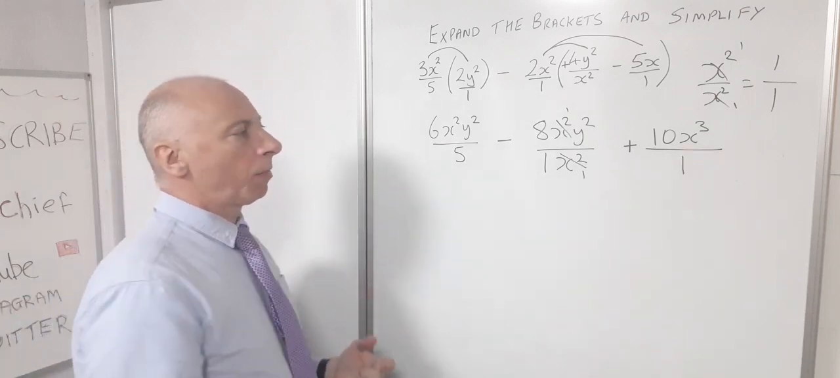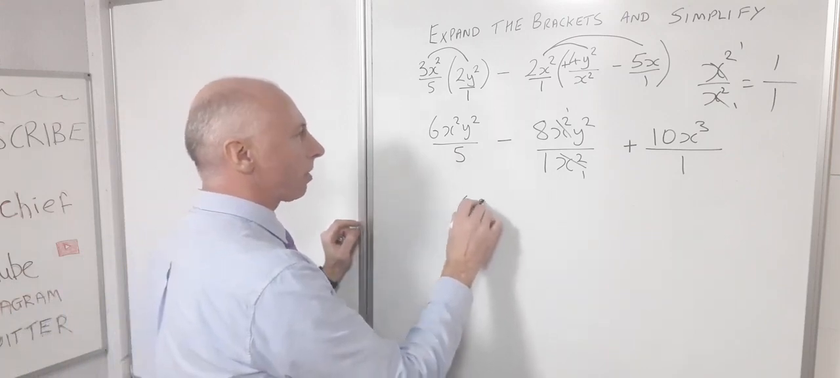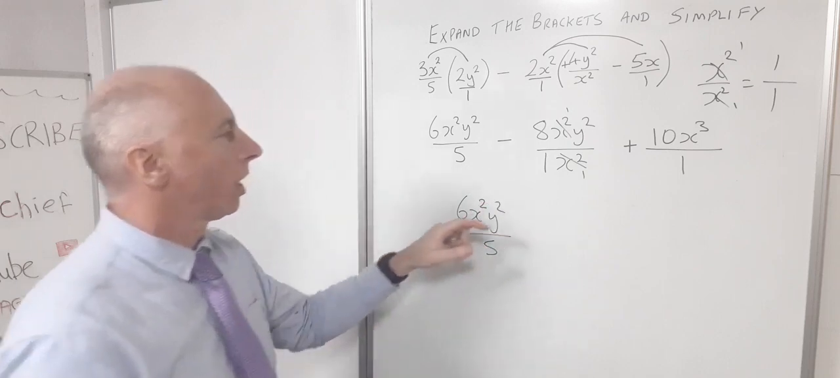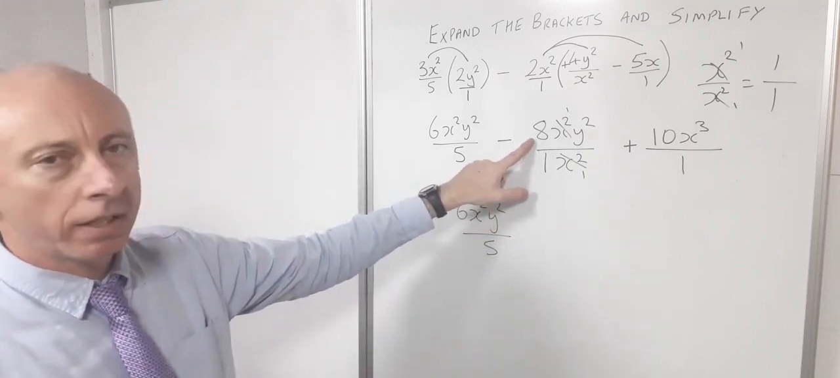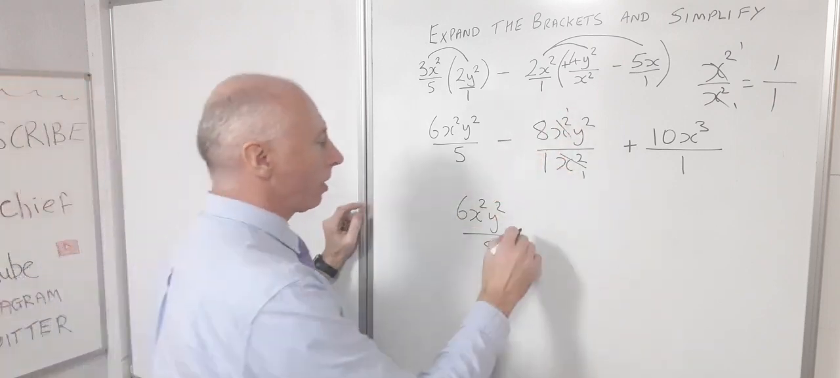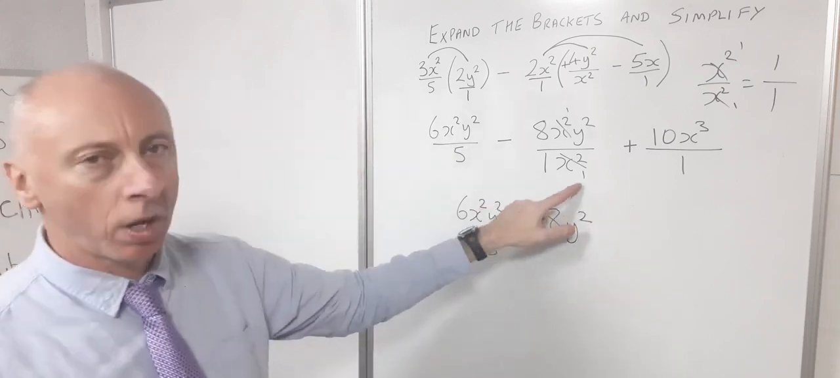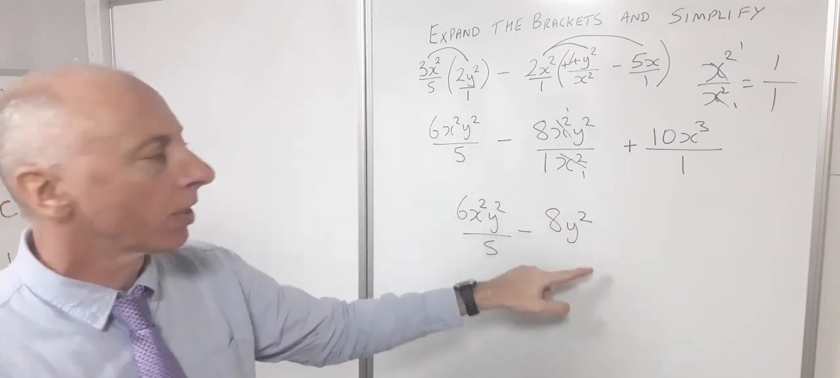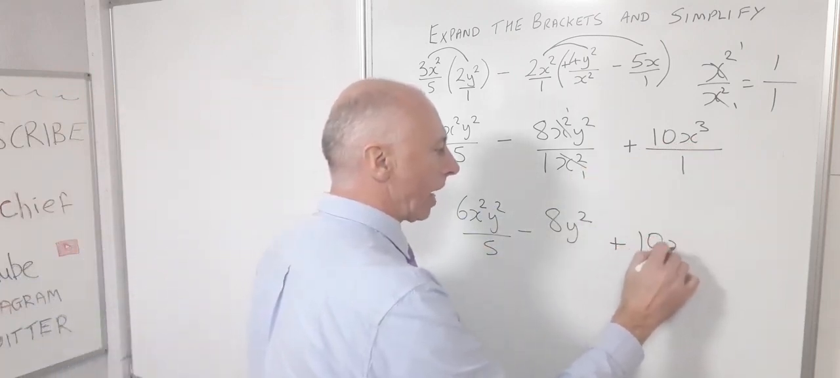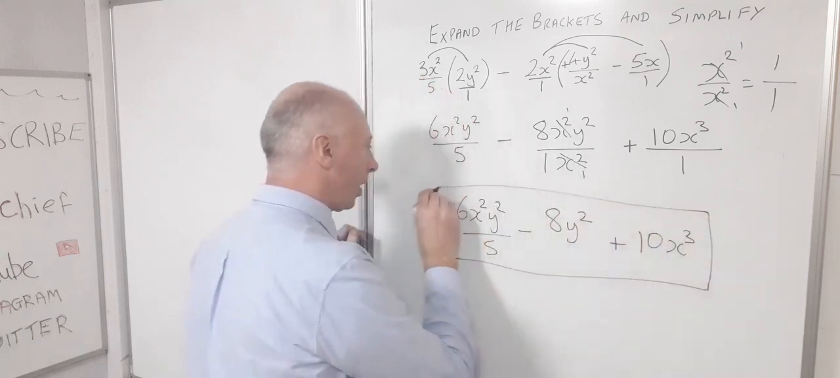So now I'm almost ready to write out my final answer. So this one here is 6x squared y squared over 5. This one here is minus 8 times 1 times y squared. So that's minus 8y squared. And then that's over 1, which I'm just going to leave as that. And here I've got 10x cubed over 1. So I'm just going to write that as 10x cubed. And that I'm going to declare as my final answer.